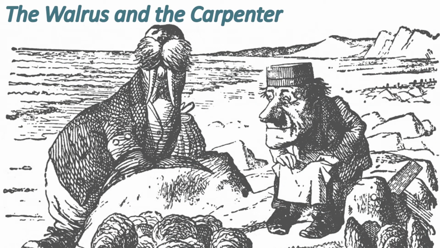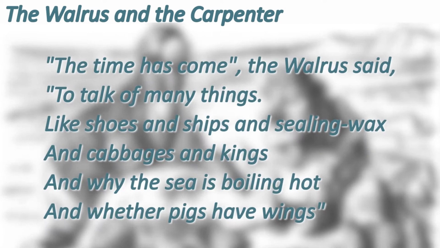Lewis Carroll, Through the Looking Glass, gives us the following poem, The Walrus and the Carpenter. "The time has come," the walrus said, "to talk of many things, of shoes and ships and sealing wax and cabbages and kings, and why the sea is boiling hot and whether pigs have wings."